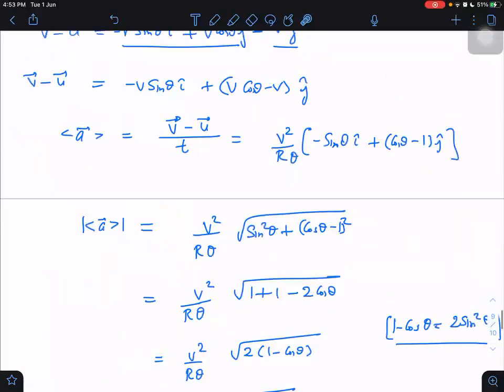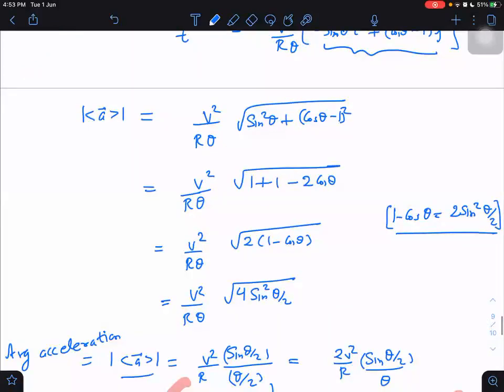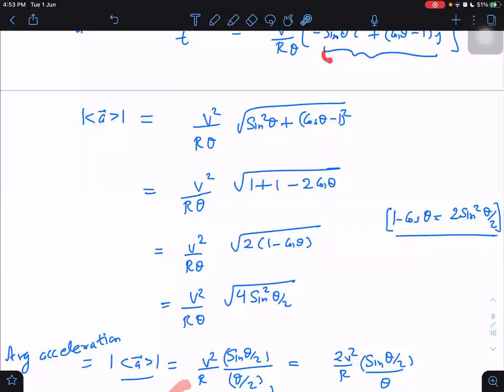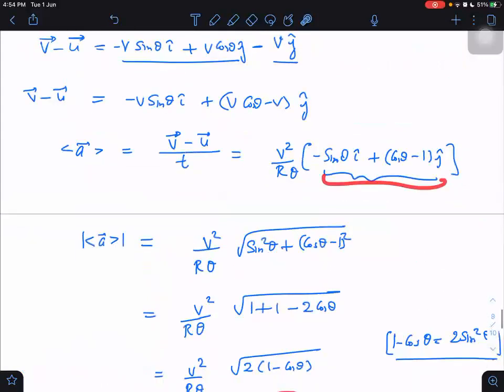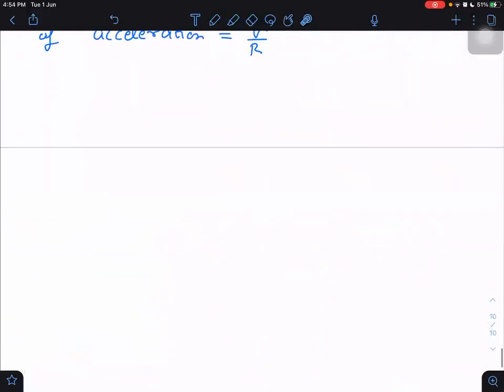What would be the unit vector here for a small angle, when theta tends to 0? First of all, let me find the unit vector. What is the magnitude of this vector part? Its magnitude came out to be 4 sine square theta by 2, under the root. So now I am going to write the unit vector. It was sine theta, minus sine theta, I kept plus, I forgot, 1 minus cos theta or cos theta minus 1. I think cos theta minus 1 j was kept.